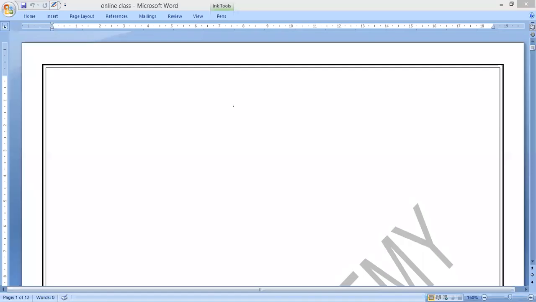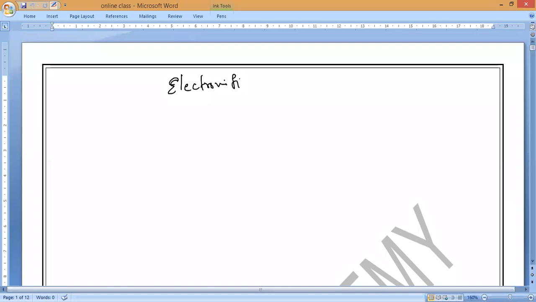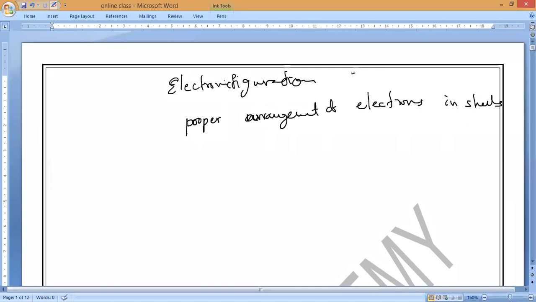So as we know, in the last class we studied what electronic configuration is. Is it yes or no? So if you notice, what do we mean by electronic configuration? Proper arrangement of electrons. Is it yes or no? Proper arrangement. Electrons in shells is what is known as electronic configuration.